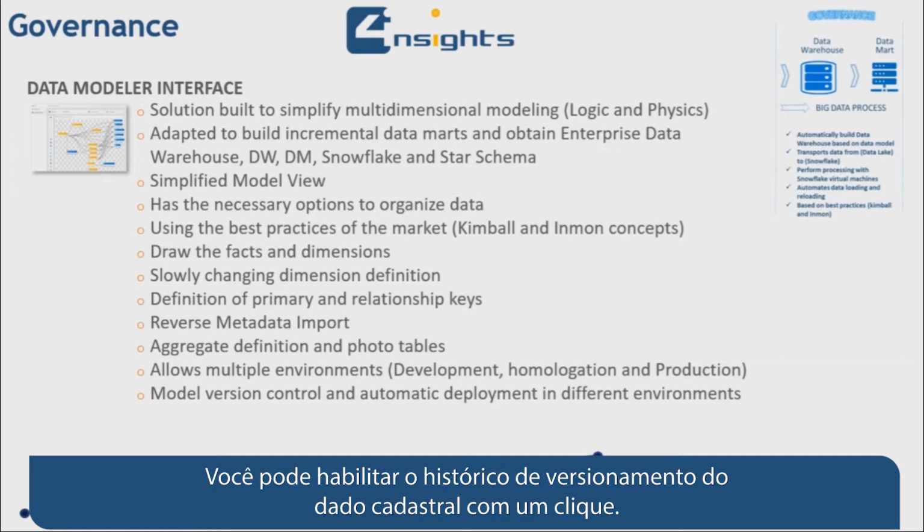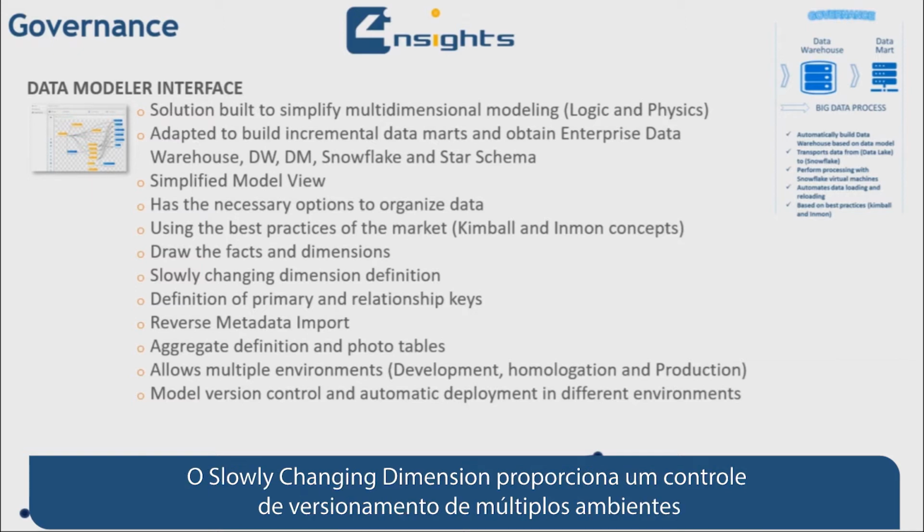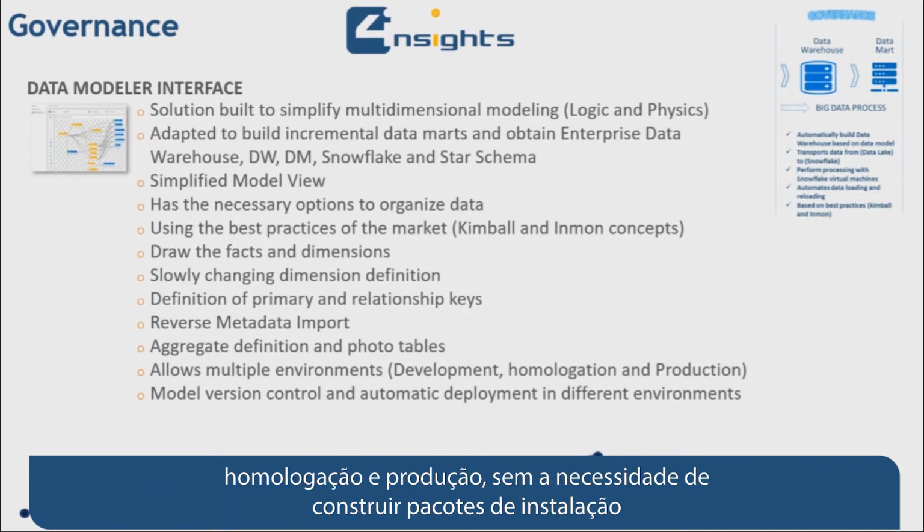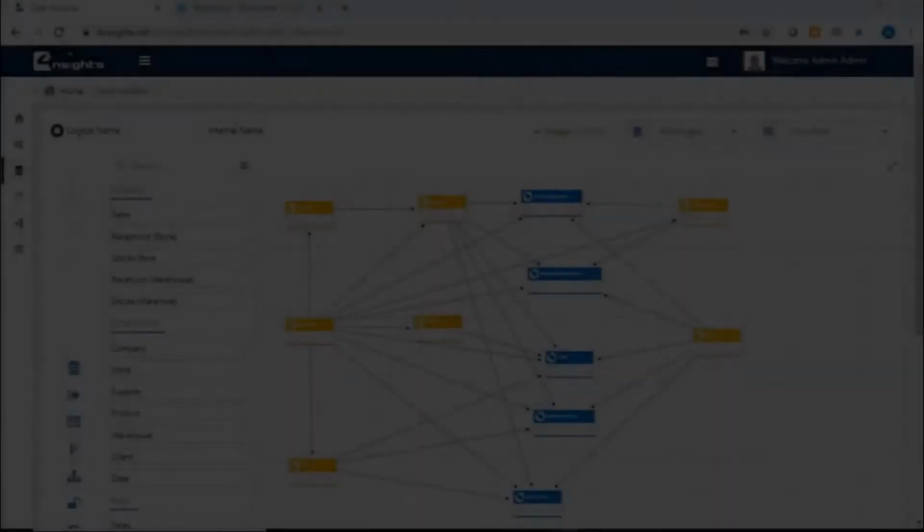You can enable versioning history of master data with one click, slowly changing dimension. Provides versioning control of multiple environments that at deployment time automatically creates the change installation package in the development, homologation, and production environments without the need to build installation packages.